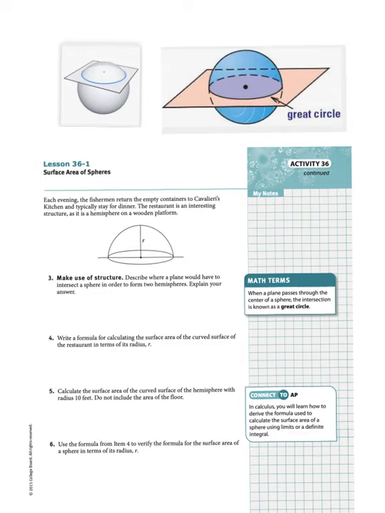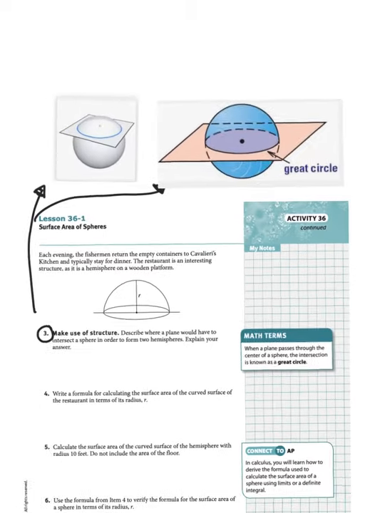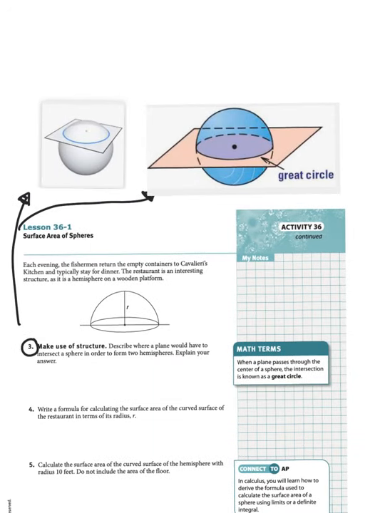So as we look at one last type of problem, it says each evening the fishermen return the empty containers to Cavalier's kitchen, and they typically stay for dinner. The restaurant is an interesting structure as it is a hemisphere on a wooden platform. In question 3, describe where a plane would have to intersect a sphere in order to form 2 hemispheres. I put a couple of pictures up here at the top for us to look at, of a plane intersecting a sphere.